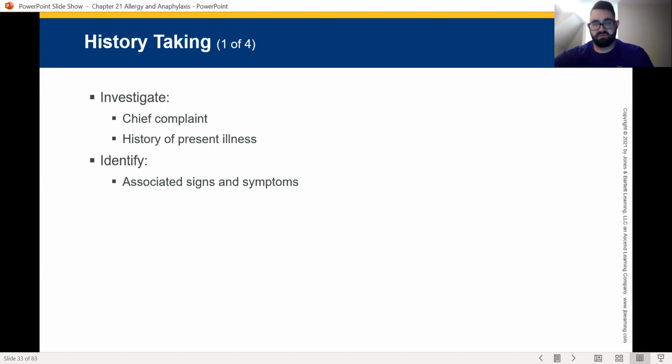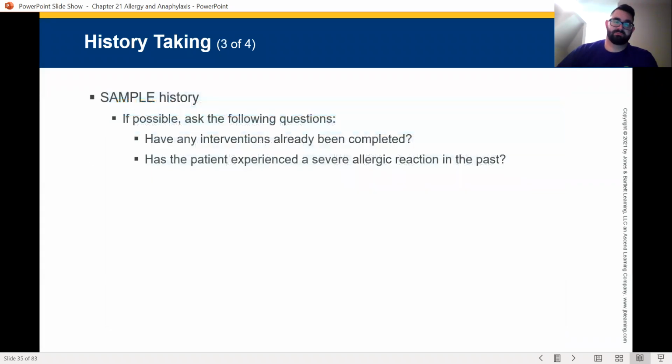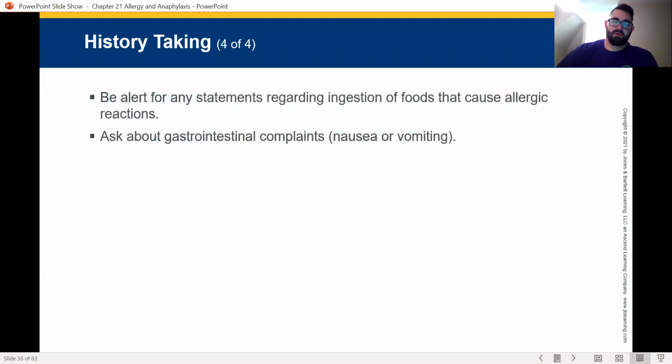So it's very important to take a history and find out all the who, the what, the when, the where, the why. SAMPLE history, OPQRST on every patient. The more information you can give the ER and the doctor there, the more they'll appreciate you, the more they'll think of you, and the more greatly you have done your job. Well, that's going to do it for this section here, guys.